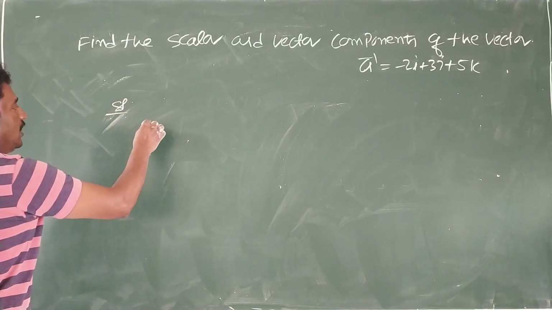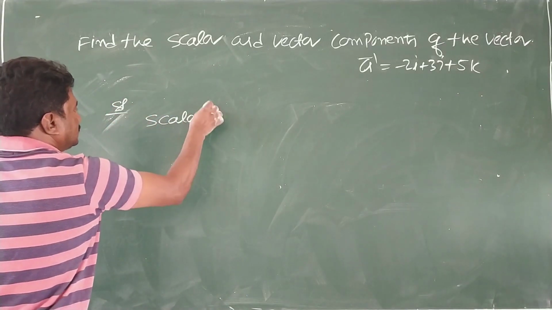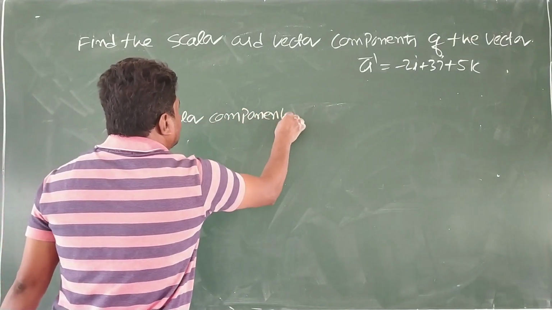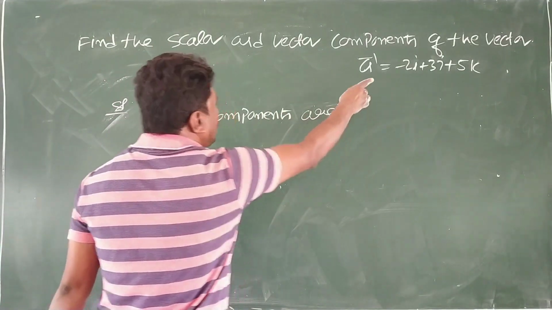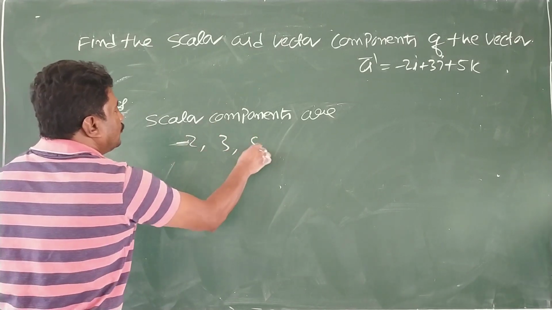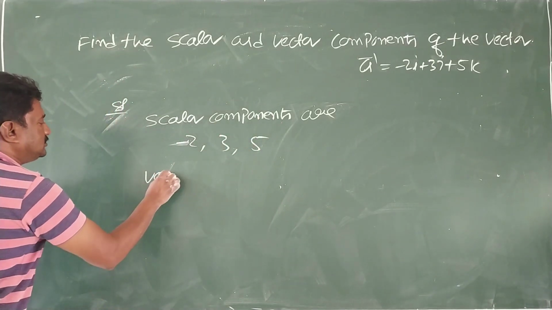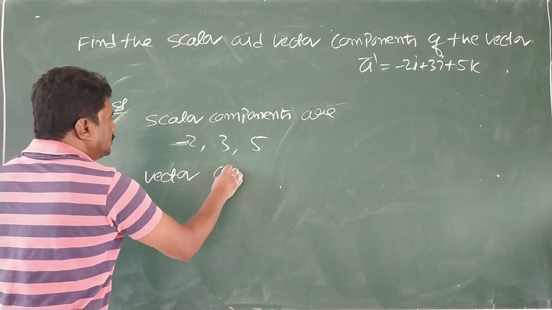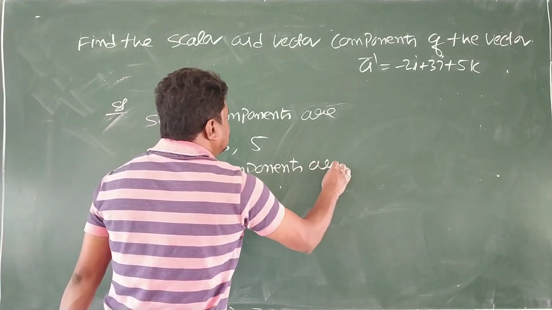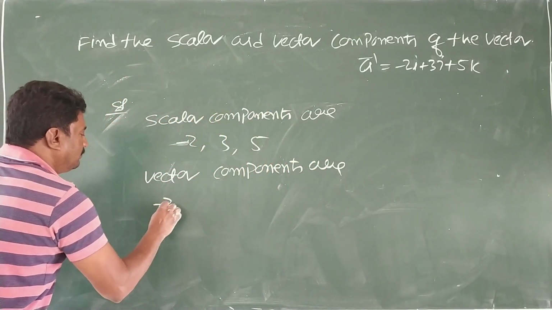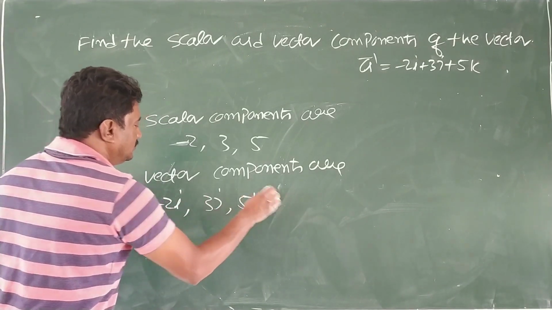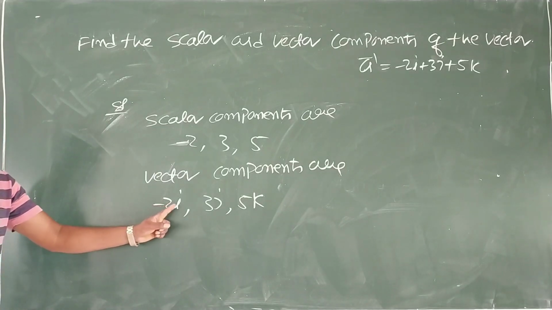Solution. Scalar components are, tell me scalar components, students: minus 2, 3, 5. Next you write vector components: minus 2i, 3j, 5k.